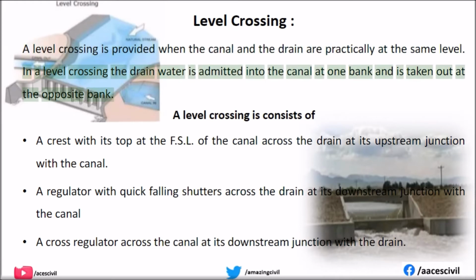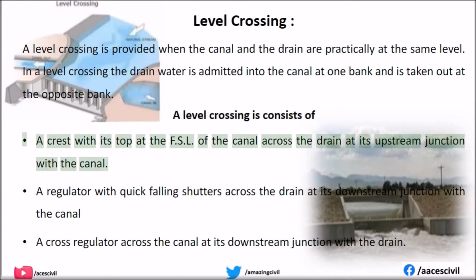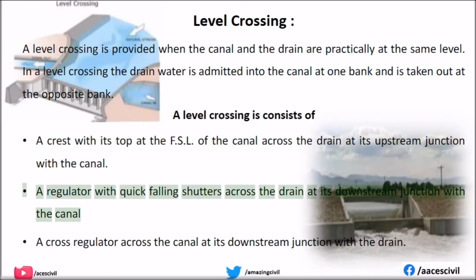In a level crossing, the drain water is admitted into the canal at one bank and is taken out at the opposite bank. A level crossing consists of a crest with its top at the FSL of the canal across the drain at its upstream junction with the canal, a regulator with quick falling shutters across the drain at its downstream junction with the canal, and a cross regulator across the canal at its downstream junction with the drain.